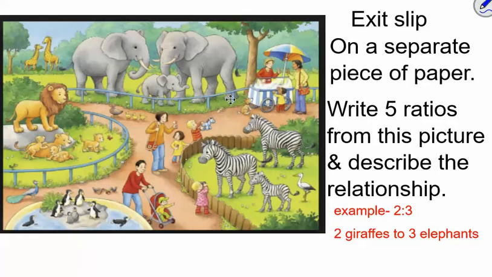On your exit slip, I have a lovely picture here, okay? What I want you to do is to write 5 different ratios from the picture, and I want you to describe the relationship. You don't have to go into great detail. So, for example, if I say a 2 to 3 ratio, my 2 to 3 ratio is there are 2 giraffes for every 3 elephants. Okay, so my 2 to 3 ratio is just 2 giraffes to 3 elephants. That's what my example is.